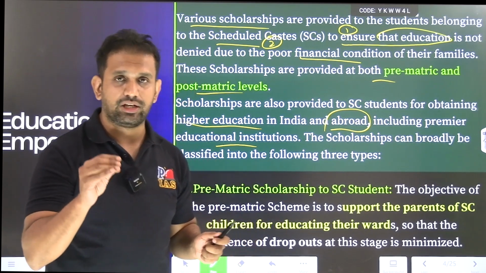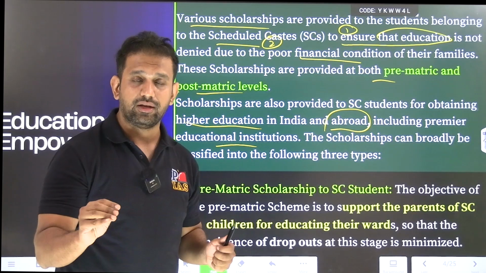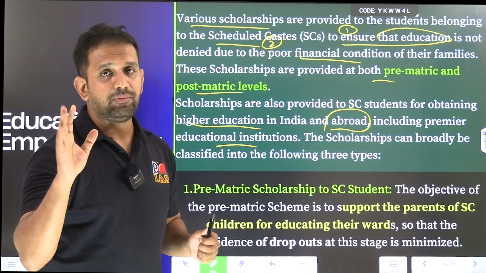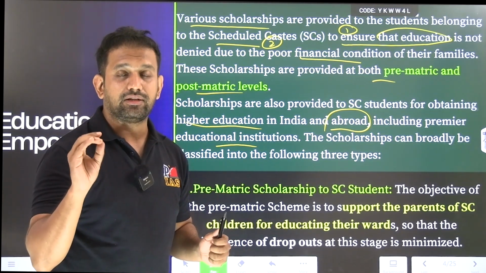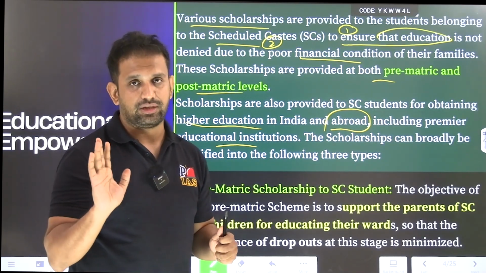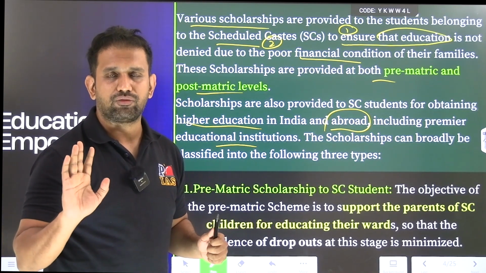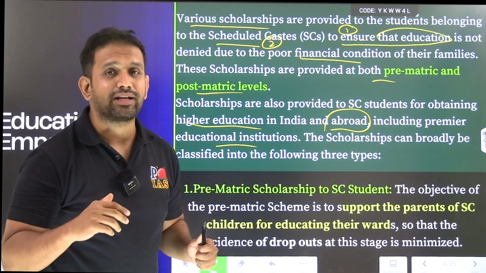Suppose in Hyderabad there is an institute called the National Institute of Fashion Technology, NIFT. Whether you are any person, whether you belong to any community, the fee per year is 1,75,000. You belong to any community, 1,75,000 per year you have to pay. Now an SC student cannot pay, no.